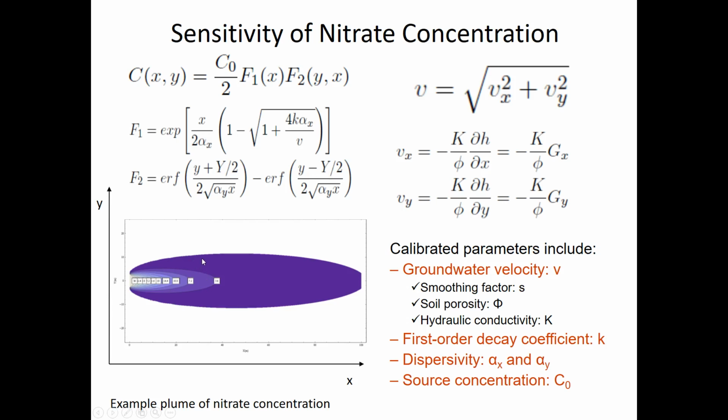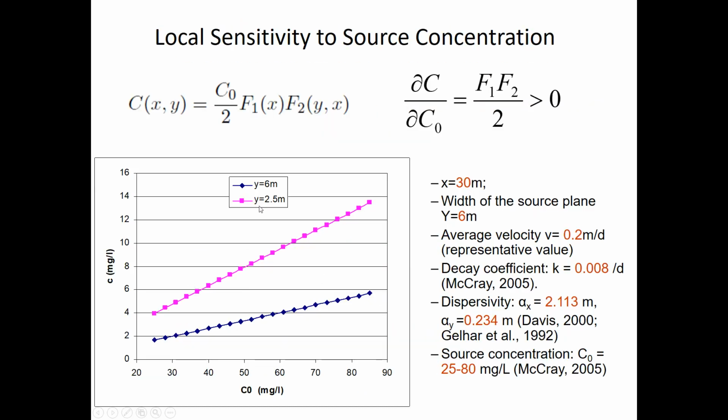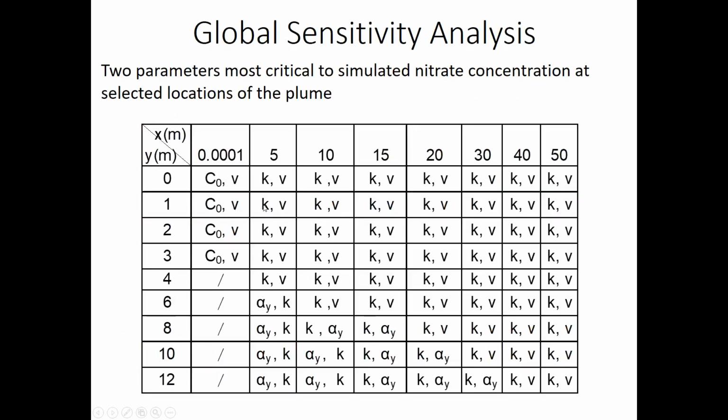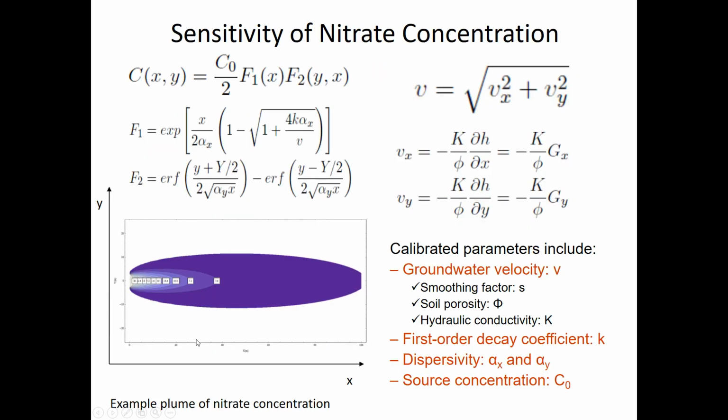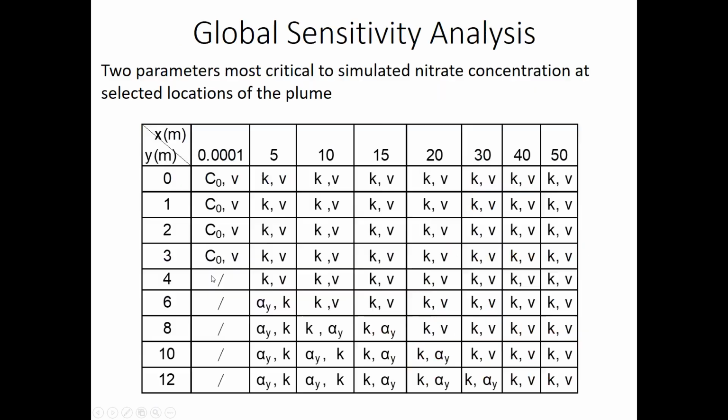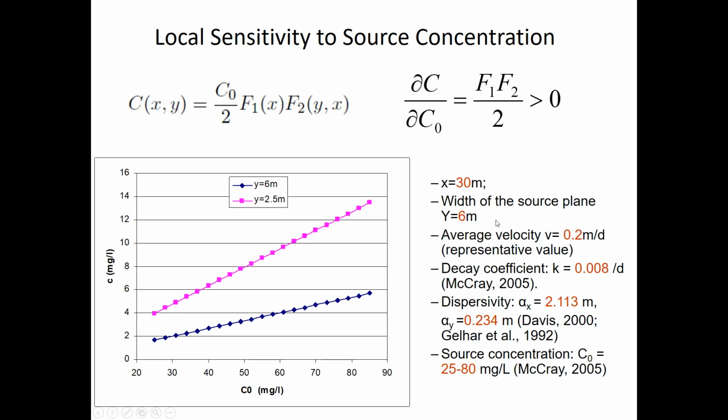The other is 6 meter, which is far away from the center of the plume. So that's why we say y equal to 2.5 and y equal to 6. That's essentially x equal to 30, y equal to 2.5, y equal to 6, and that's the concentration we're using. So this is the location, but what do we mean by local sensitivity?